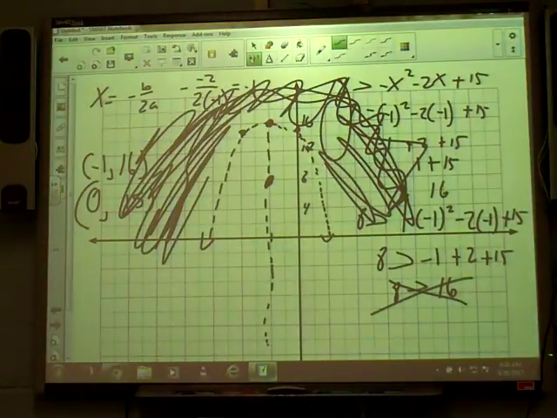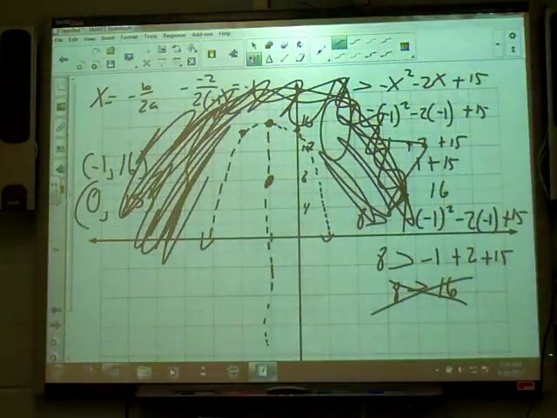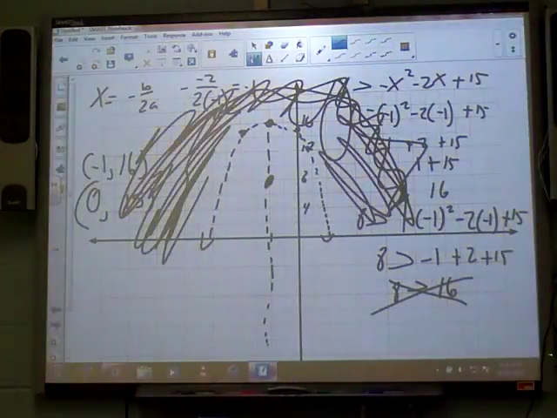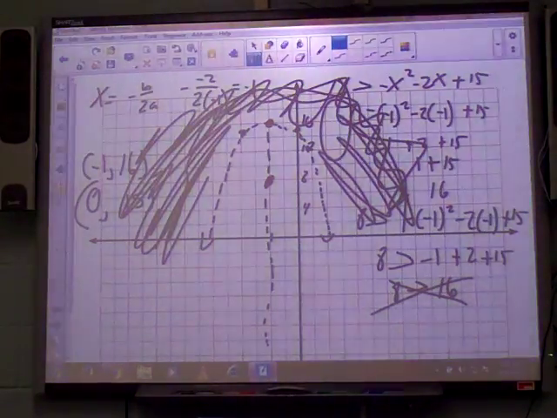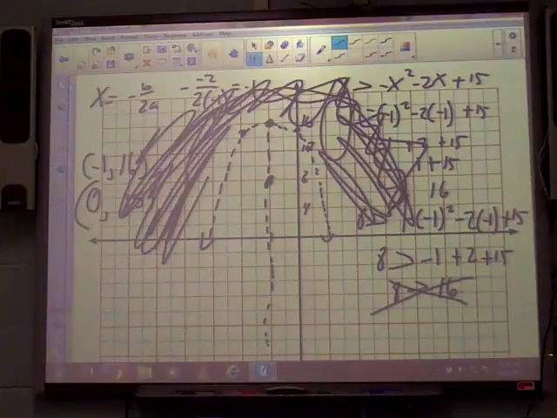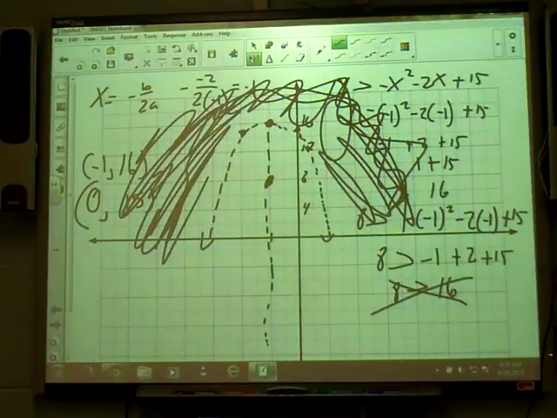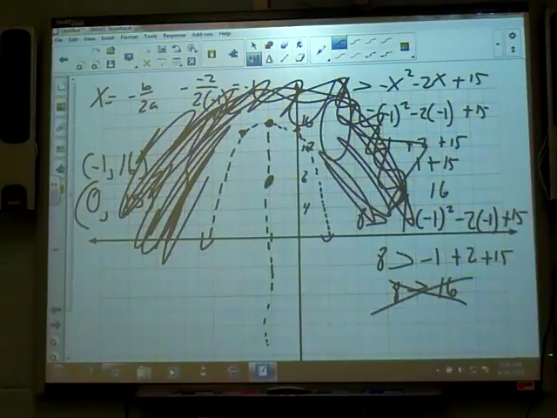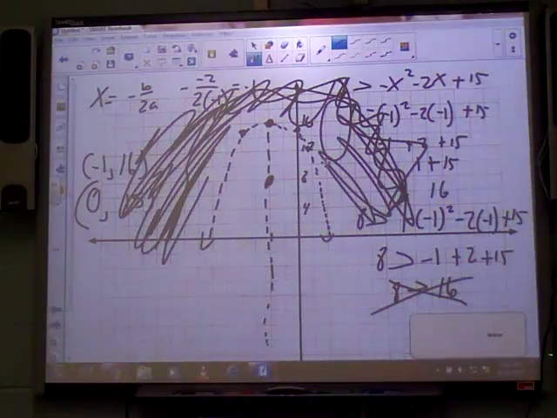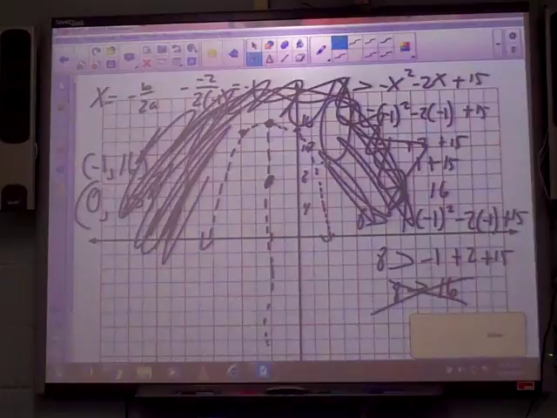Alright, now what we're fixing to add on, we're going to have the same deal. We're going to have an inequality to graph, but there's going to be 2 of them. So we're going to have to graph one, shade it, graph another one, shade it, and then our answer is going to be where our shadings overlap.